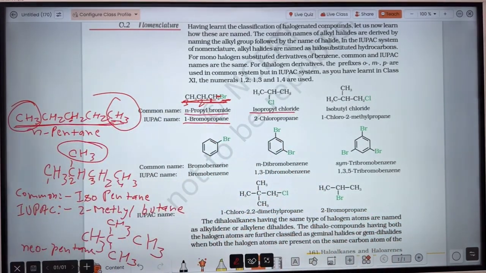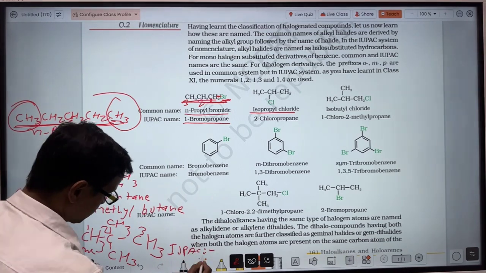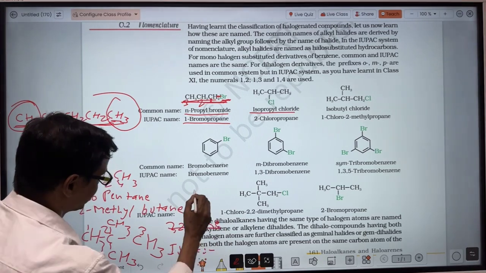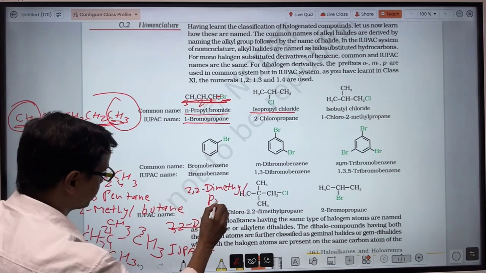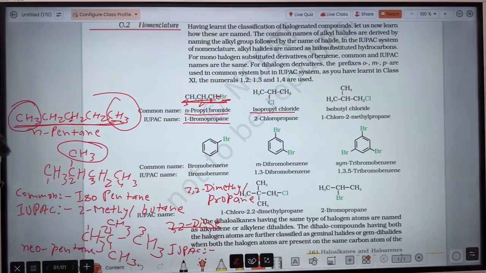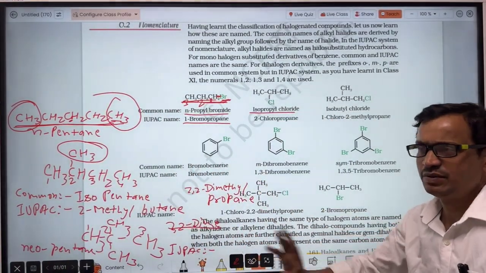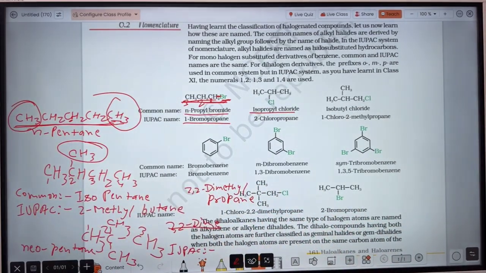Okay guys, and the IUPAC name will be here 1, 2, 3. So the IUPAC name will be 2,2-dimethylpropane. That is the IUPAC name of this compound. So the common name is neopentane and the IUPAC name is 2,2-dimethylpropane. So these are some basic concepts when writing the name of a compound.